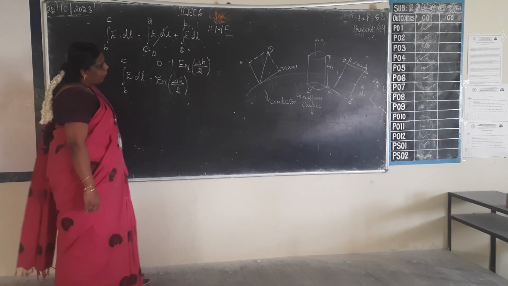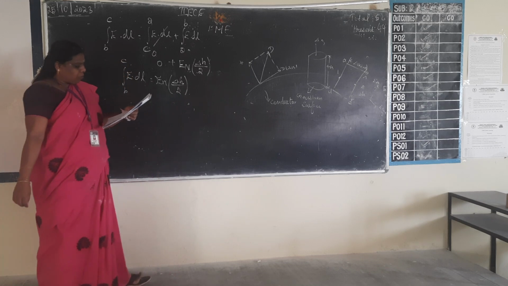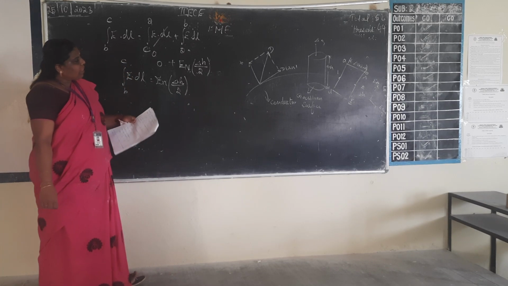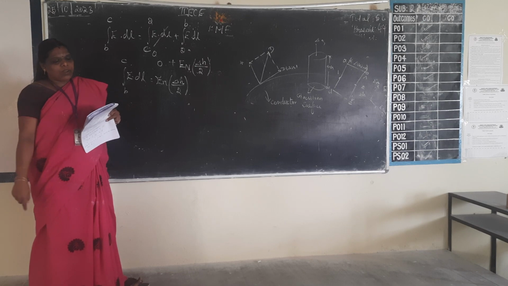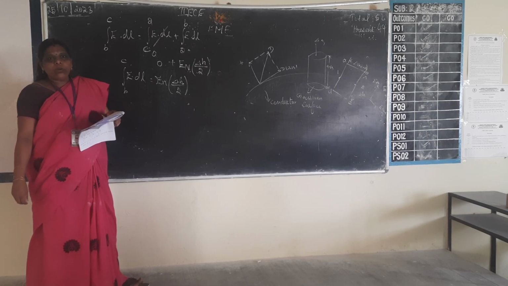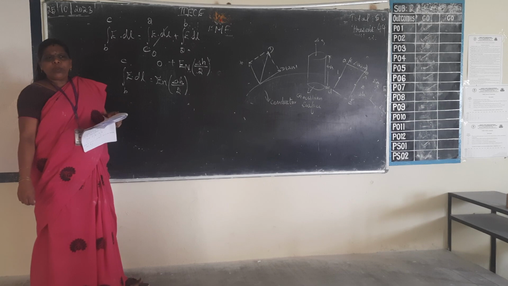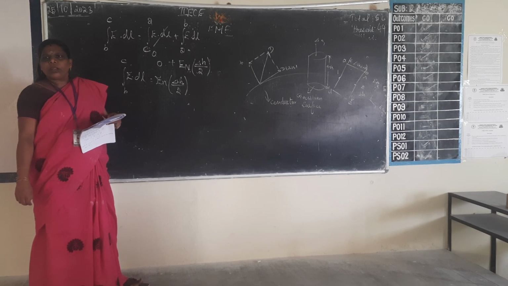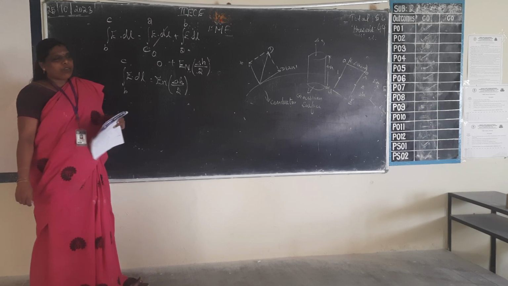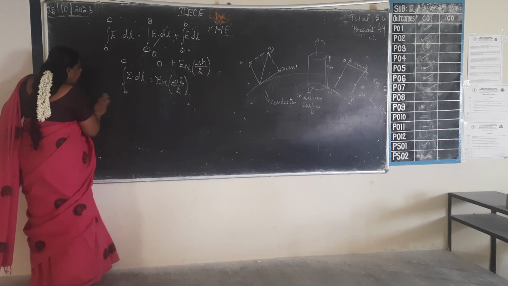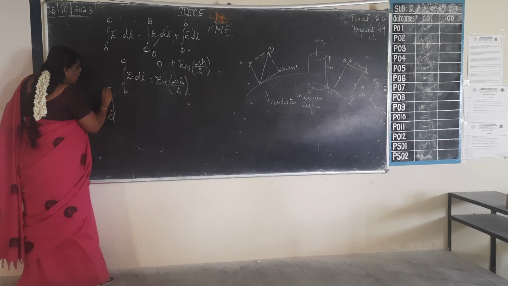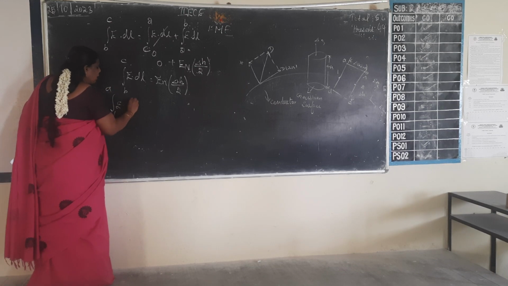So here, now we go to the next one. What is the other term we have left out? A to B we have found out, no? First one. D to A. We have to find out D to A, E dot dl.